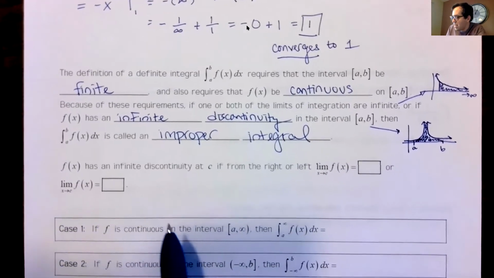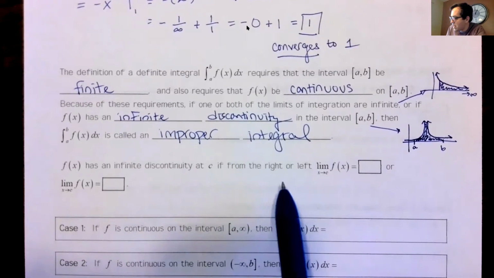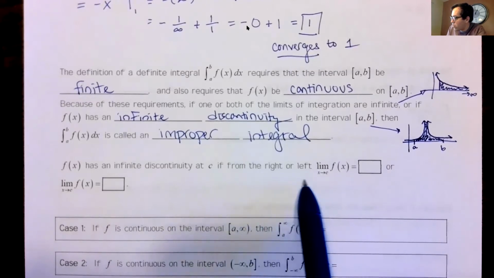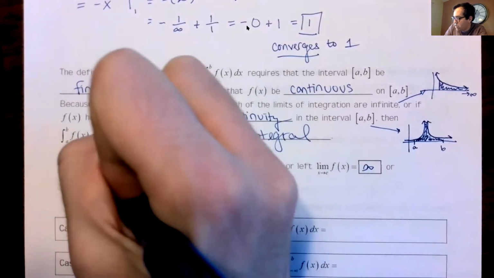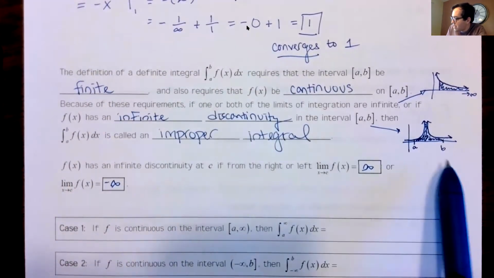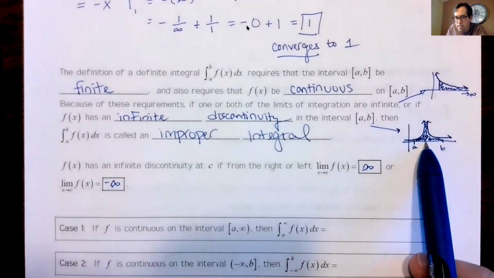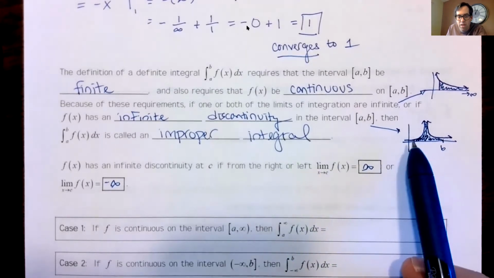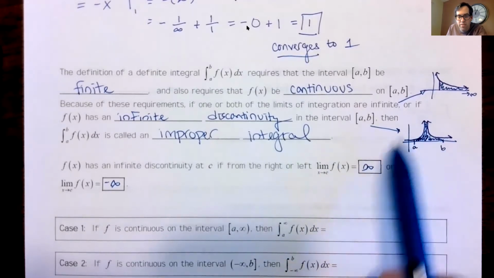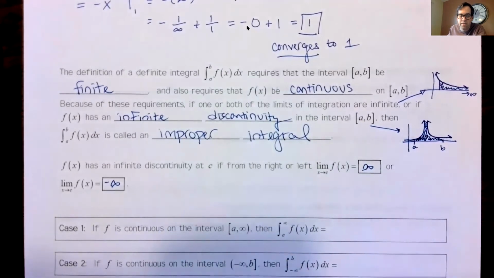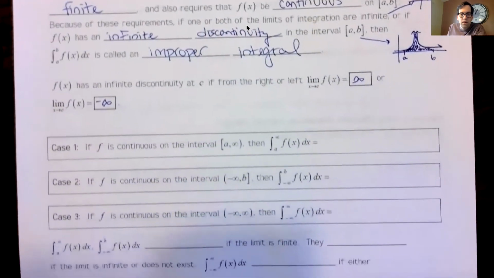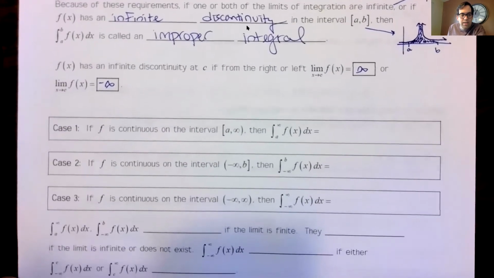So f of x has an infinite discontinuity at c if the limit from the right or the left is infinity or negative infinity. And that's exactly what I just drew. Let's say that this x value right here is c. If the limit from the left or from the right is infinity, we've got an infinite discontinuity. It could also have been negative infinity, all right? So let's keep going.